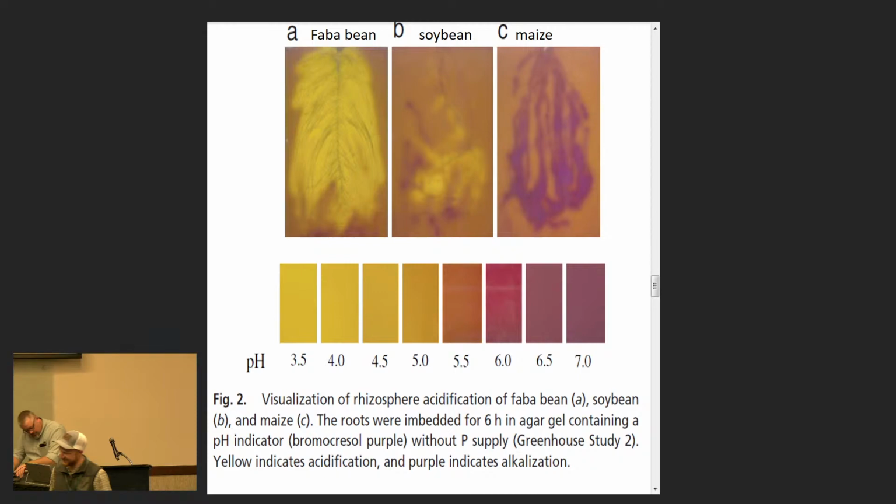Then in the middle we have soybean, and you can see that the soybean is also a bit on the acidic side, but a little bit more basic, right? And then you can see corn roots are actually pretty much on the neutral, more basic side. So why would we want to grow corn with a legume in between if we're in calcareous soils? They're going to feed each other.